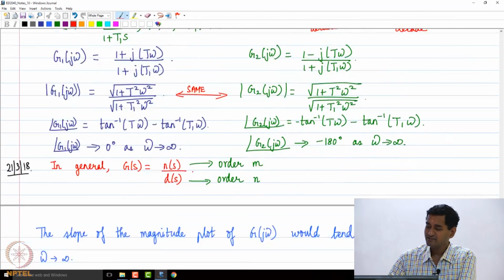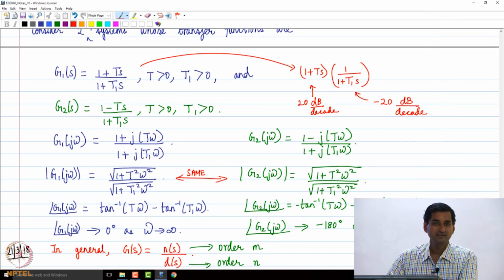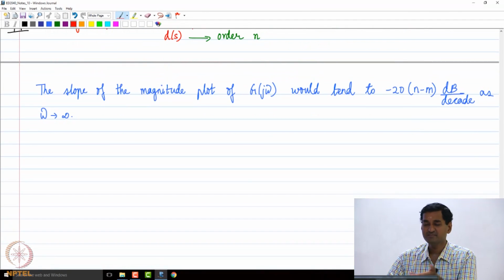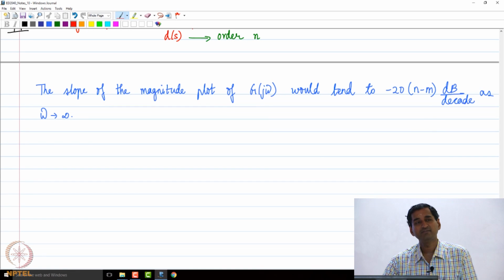You can see that in this case n was 1, m was also 1, so n minus m is 0. That's why in the previous example, we would have a slope of 0 decibels per decade at high frequency. Essentially the magnitude curve will flatten out. This is true for minimum phase and non-minimum phase systems.